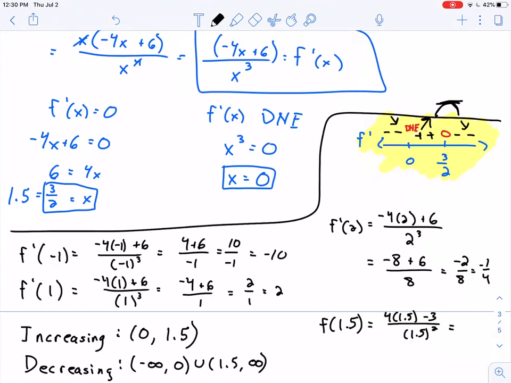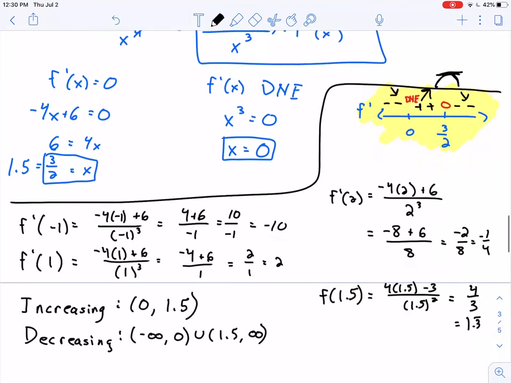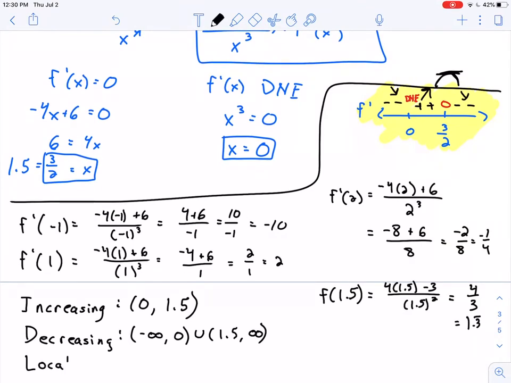Let me grab my graphing calculator real quick. 4 times 1.5, that should be 6, minus 3 divided by 1.5 squared. I end up with 1.3 repeating. So 4/3 if you want to use fractions and impress your friends with your fraction skills, or 1.3 repeating. So we have a local maximum at 1.5 comma 1.3 repeating. Holy moly. So we know where our function is increasing, we know where our function is decreasing, we know where we have a local maximum.